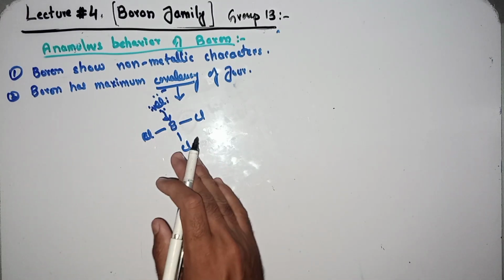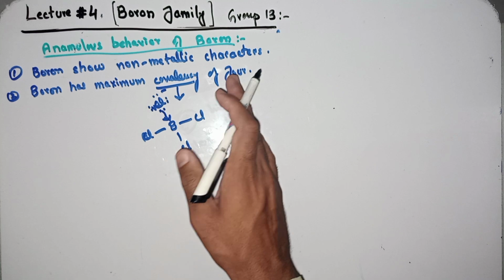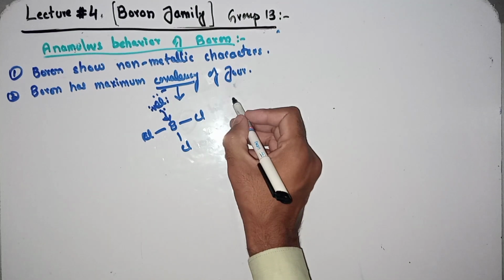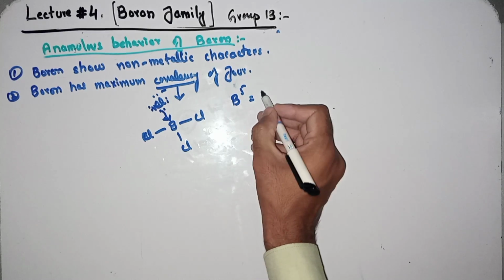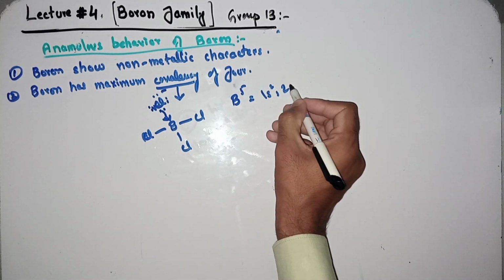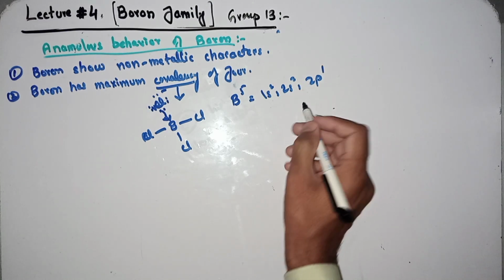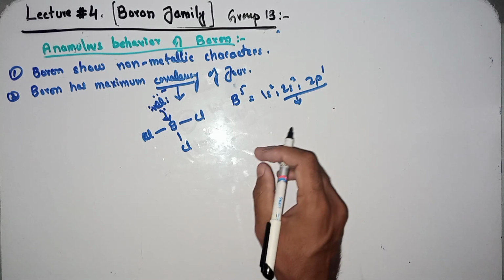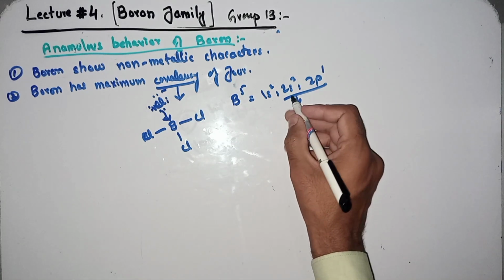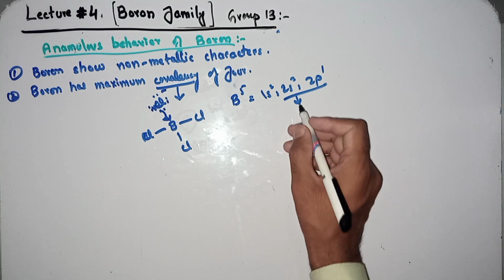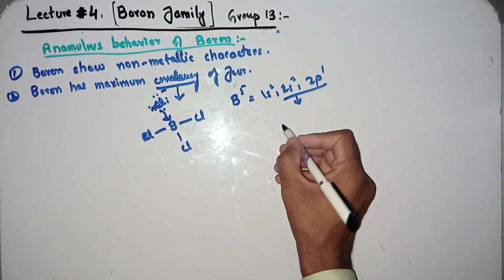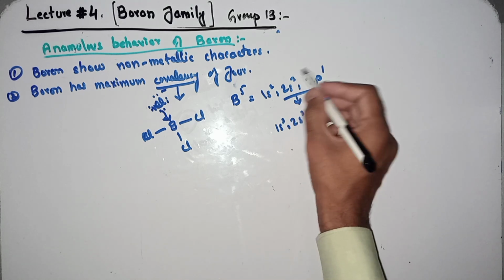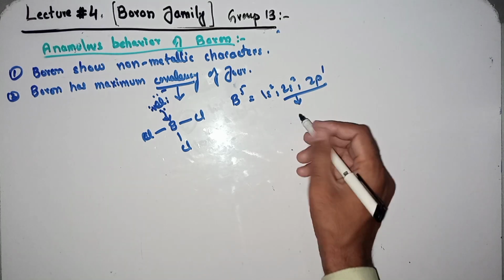Why does boron have a maximum covalency of 4 while other elements of the same group have 6? Because boron has 5 electrons. The electronic configuration is 1s2, 2s2, 2p1. This is the ground state configuration. In the excited state, one electron will be shifted from 2s to 2p.